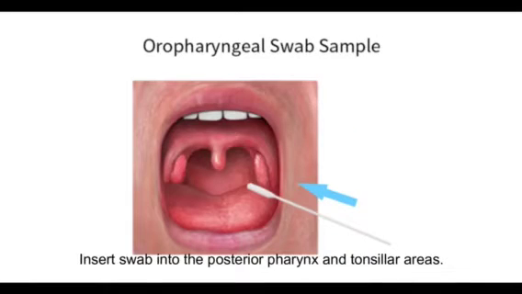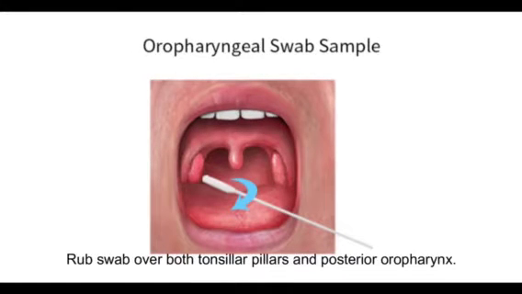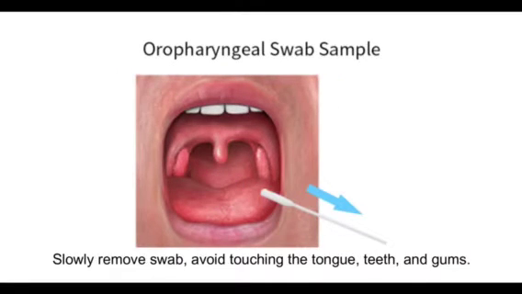Insert the swab into the posterior pharynx and tonsillar areas. Rub the swab over both tonsillar pillars and posterior oropharynx. Slowly remove the swab. Avoid touching the tongue, teeth, and gums.